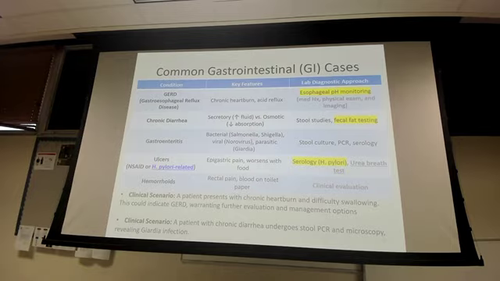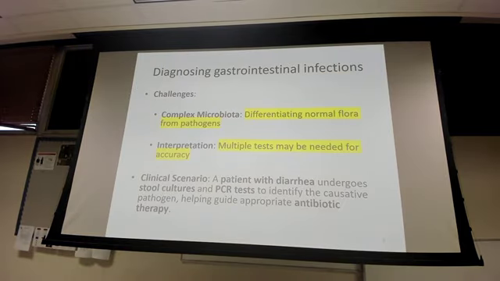So some common GI cases. Seen these. So gastroesophageal reflux or GERD, chronic diarrhea, gastroenteritis, ulcers or H. pylori, and hemorrhoids. Okay, we'll talk a little bit about these and what I need for you all to know specifically.